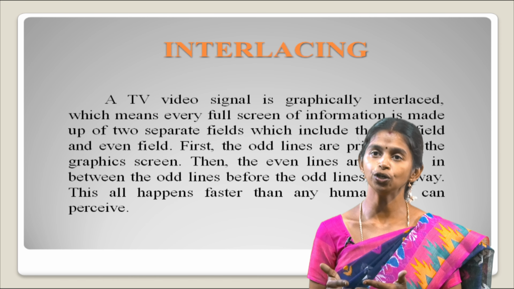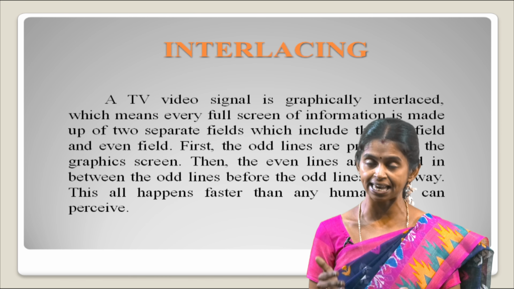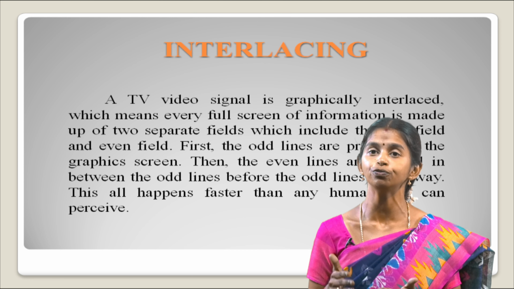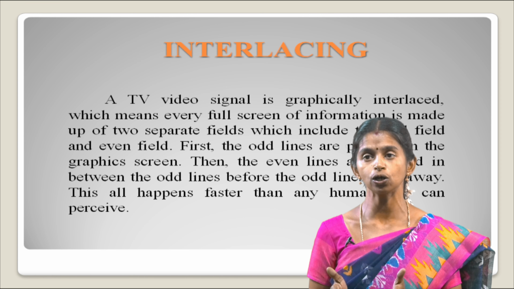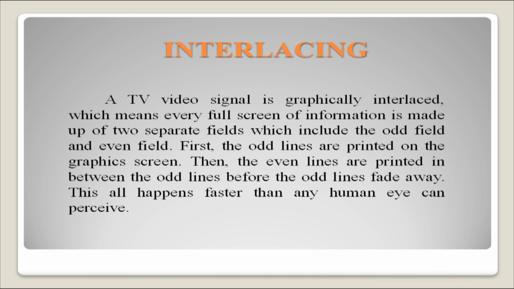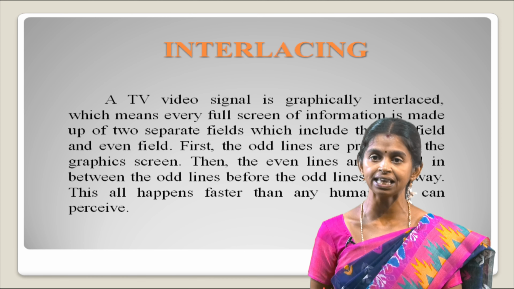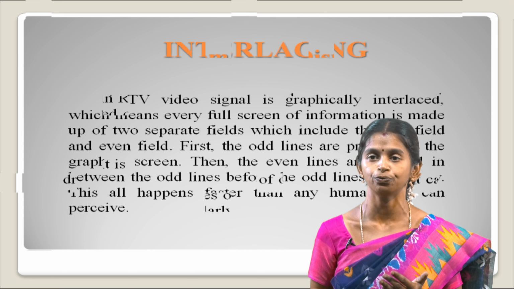Interlacing. A TV video signal is graphically interlaced, which means every full screen of information is made up of two separate fields, which include the odd field and the even field. First, the odd lines are printed on the graphic screen, then the even lines are printed in between the odd lines before the odd lines fade away. This all happens faster than any human eye can perceive.